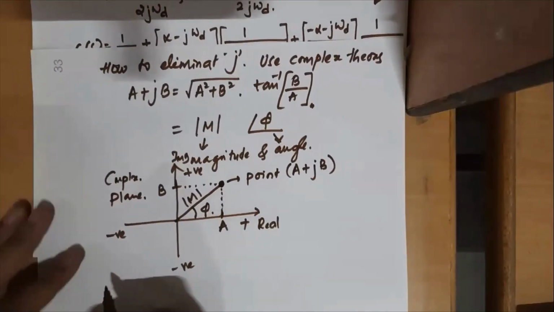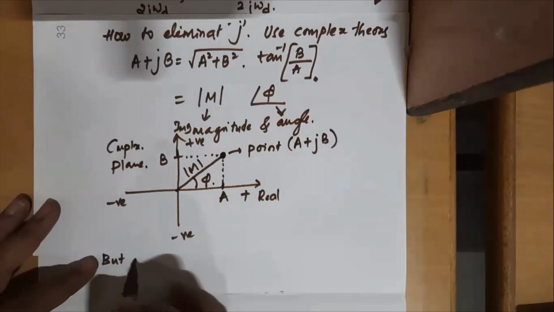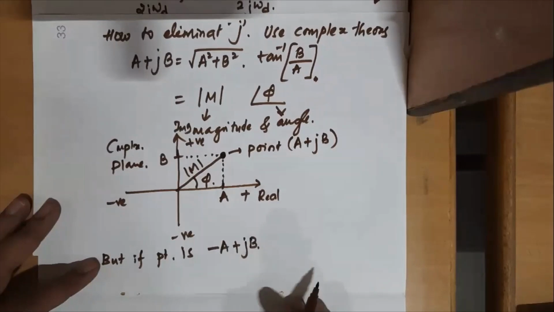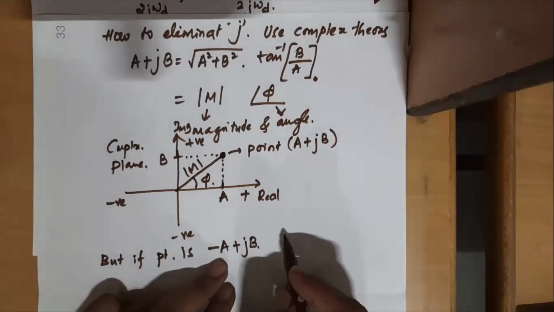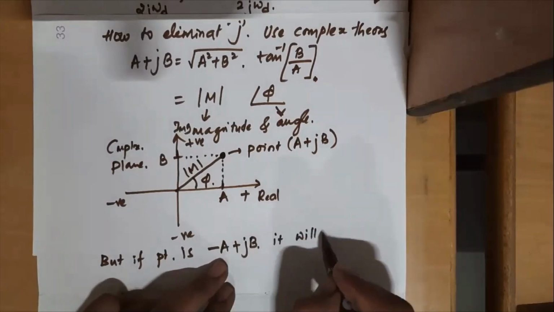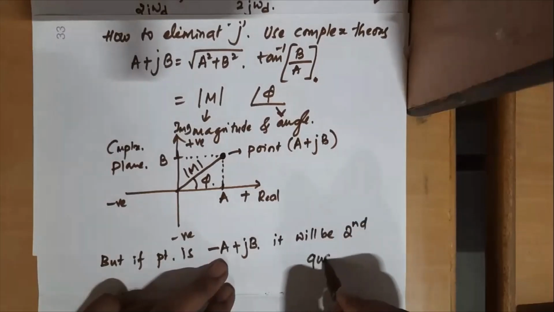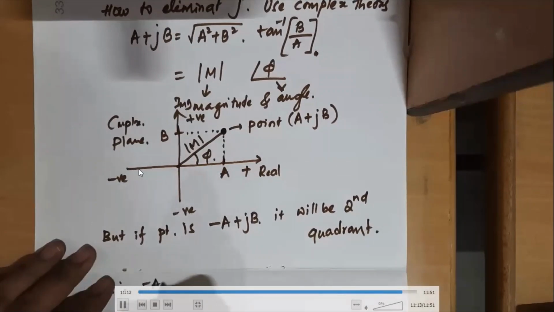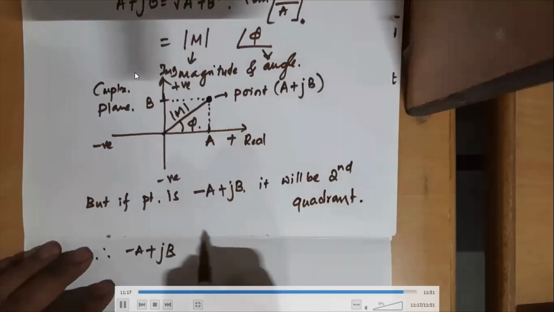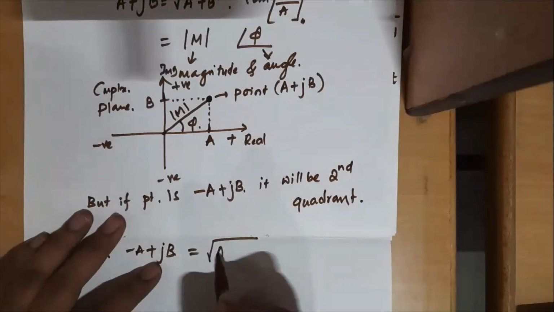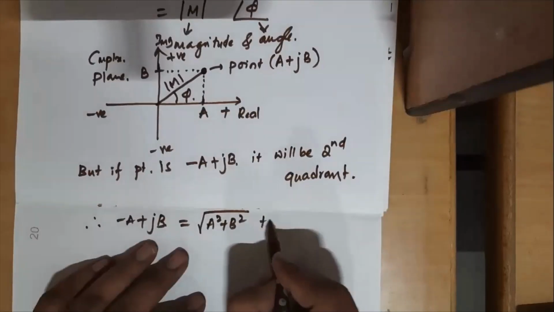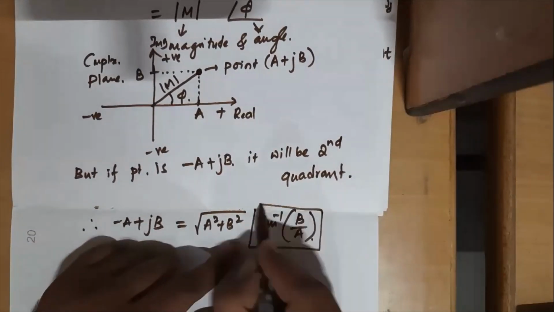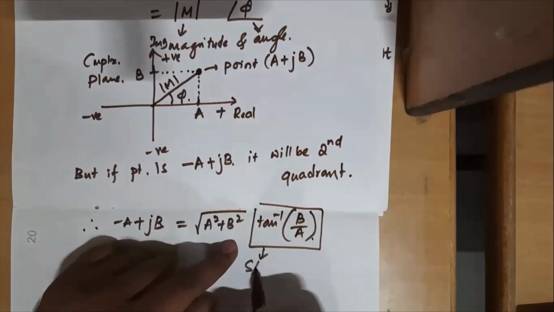And parallelly, if we have another point which is given by minus a plus jb, the real part is negative and the imaginary part is positive, so it will be in the second quadrant without any doubt. Minus a on this side and plus b on the positive side of the imaginary axis. So how do we write the magnitude and phase angle for this? Is it similar to the previous one, square root of a square plus b square and tan inverse of b by a, or something different?